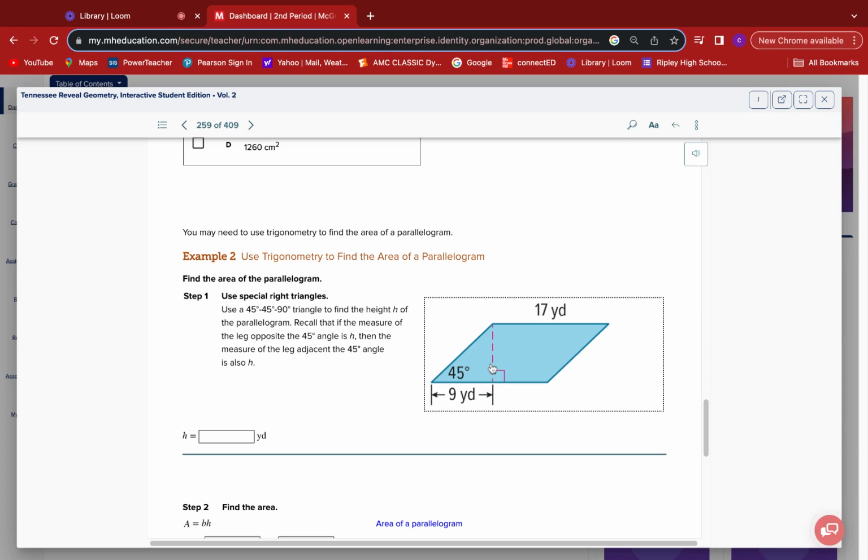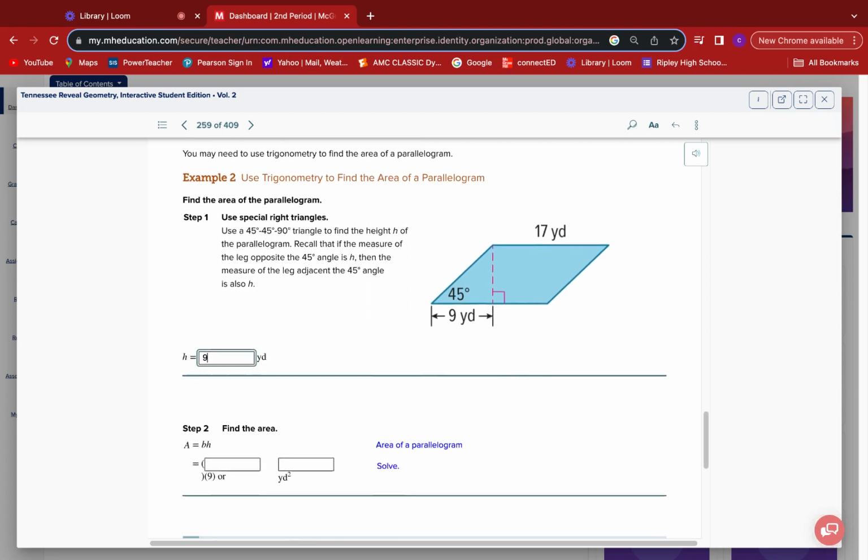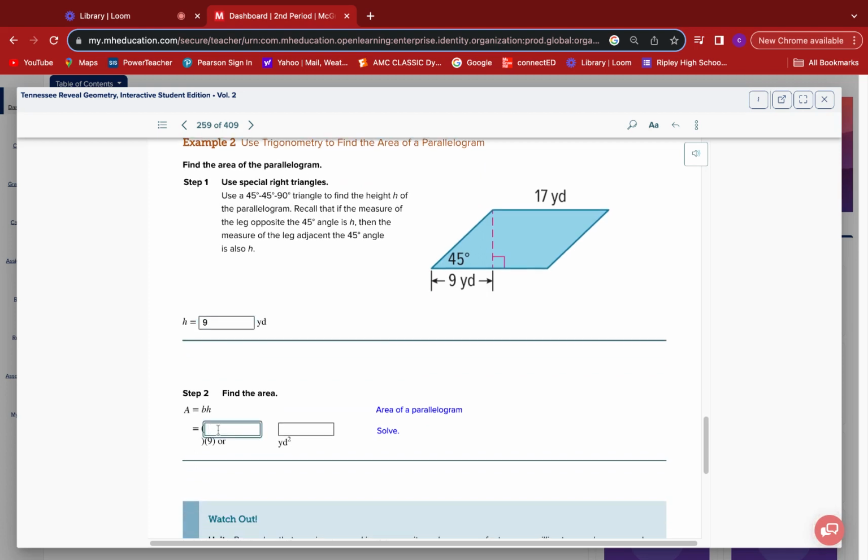Okay, so the formula for a parallelogram is base 17 times height 9, and we're going to multiply those. Oh, never mind. They're asking me just for the height. So it's going to be 9 yards. Now we're going to multiply those. Okay, this is kind of weird. So that's going to be 17 times 9. So this will be 9 times 17. I don't know. This is weird. I'm not sure what it's asking for here.